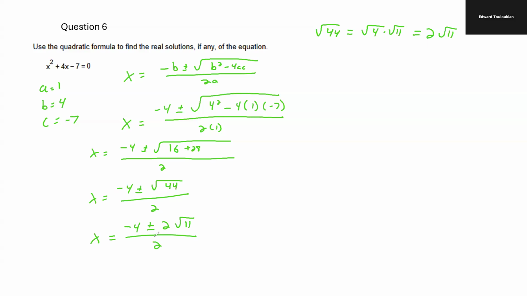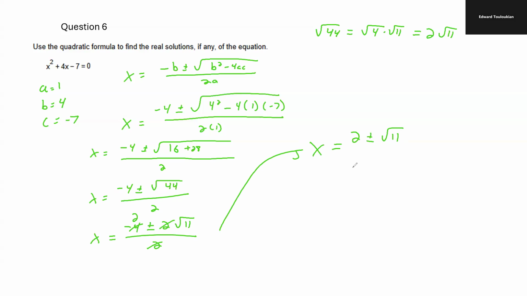And then all these are divisible by 2. So that 2 cancels out that and cancels that to a negative 2. So this becomes x equals negative 2 plus or minus the square root of 11. So it was nice that negative 4, 2, and 2 are all divisible by 2. You could factor a 2 out and cancel it.